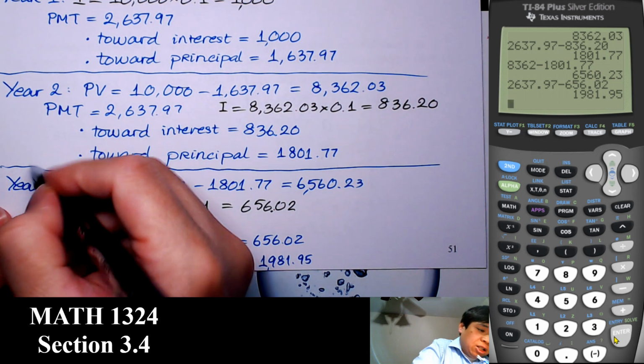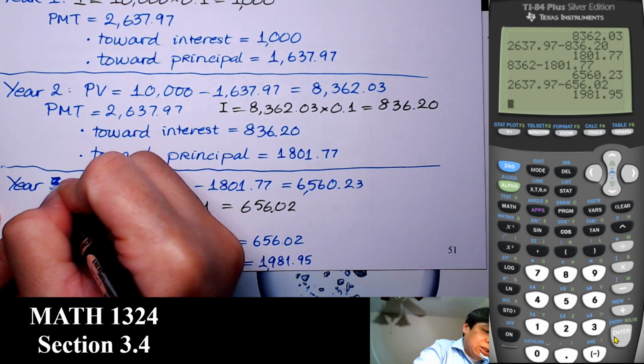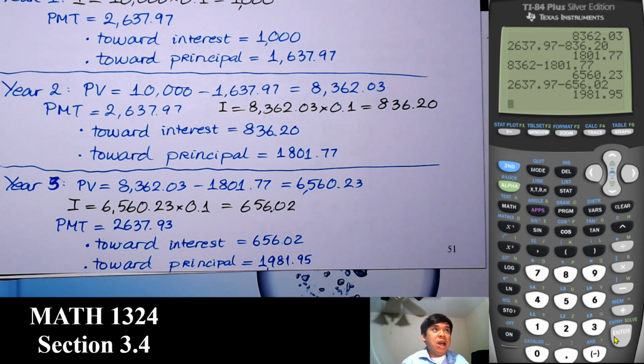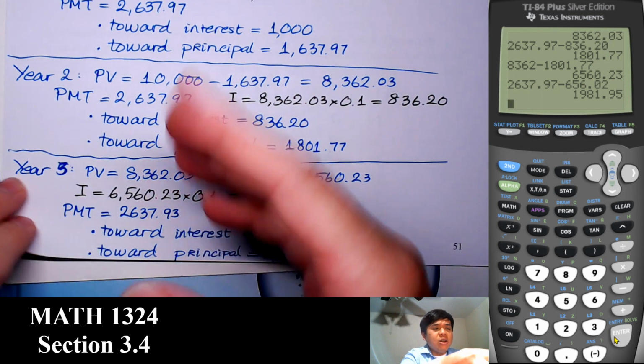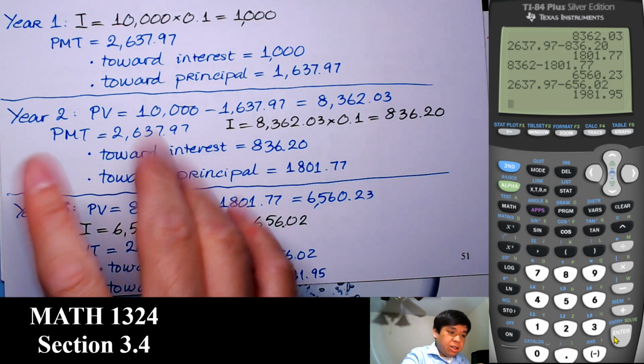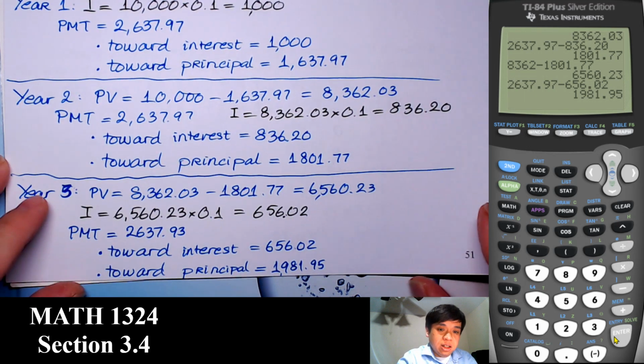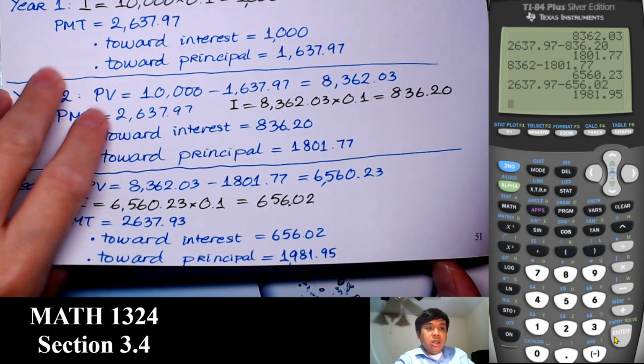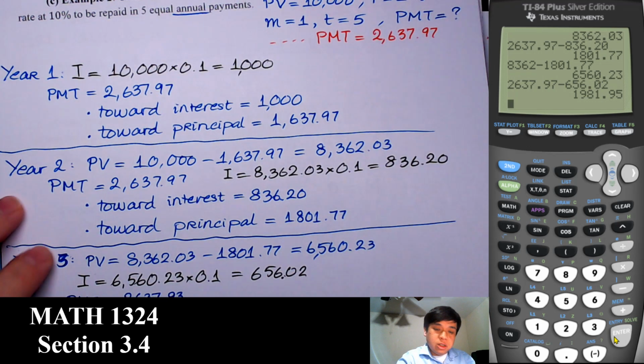Oh, sorry, this is year 3. At year 5, when we make the payment, all of that will go to the principal, and that will reduce the balance to 0. Right. So like I said, just do a few steps, and then you get the idea of how to structure the schedule of the amortization.